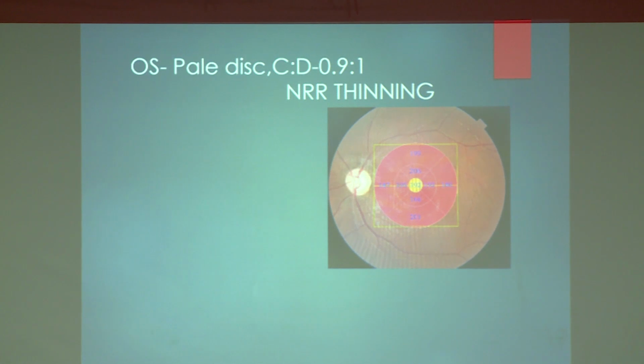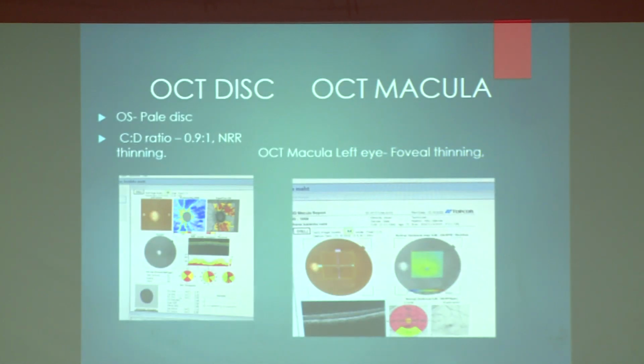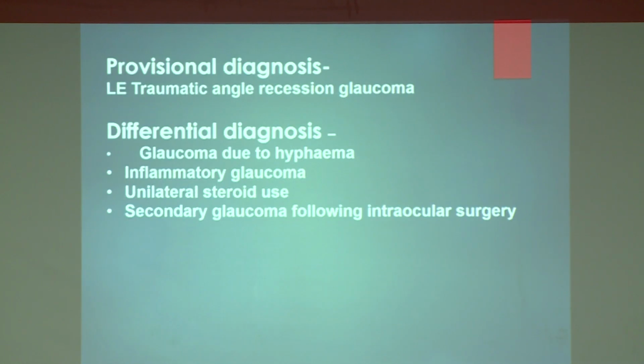This is the OCT of the disc and macula of the left eye. On the basis of the above findings, a diagnosis of left eye traumatic angle recession glaucoma was made. Differentials included glaucoma due to hyphema, inflammatory glaucoma, unilateral steroid use, and secondary glaucoma following intraocular surgery. This case was managed by medical treatment, topical anti-glaucoma drugs like bimatoprost, timolol and dorzolamide. Left eye trabeculectomy with MMC was planned, but the patient refused surgery.